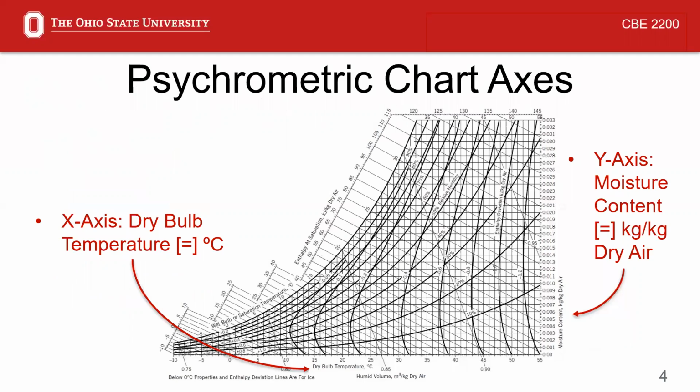I want to start with the axes because those are the two things we often look at first. The x-axis is going to be your dry bulb temperature in degrees Celsius. And the dry bulb temperature is just the temperature if you were to measure it with a normal thermometer. Your y-axis is going to be moisture content in units of kilograms of moisture or water, depending on what the chart's for, over kilograms of dry air or kilograms of dry gas. And it's not a dimensionless unit because it's kilograms of moisture over kilograms of dry substance. That's why it's not dimensionless. I wanted to point it out.